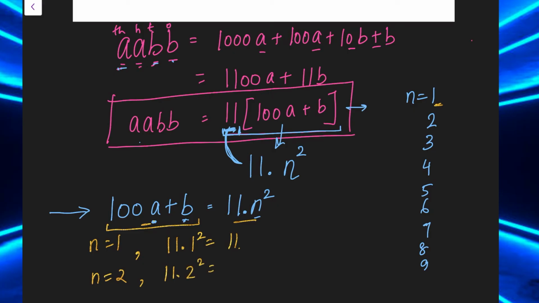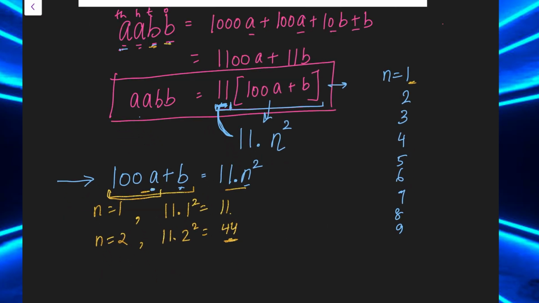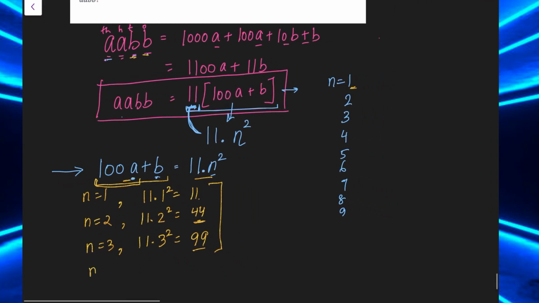Let's try. 11 times 2 square is 44, and this does not work on the same grounds: a will be 0, and also we'll see later that this will mean b equals 44, but as we know, b is a single digit number that has to form our 4-digit number, so 44 is not possible. N equals 3. 11 times 3 square, which is 99. Again, a similar kind, we cannot accept 99.